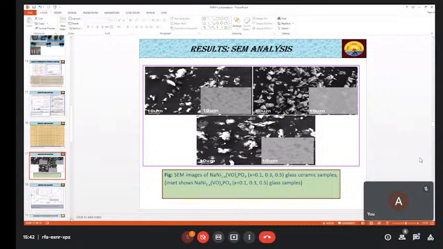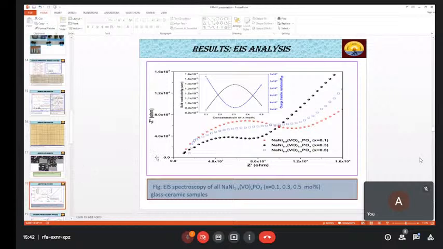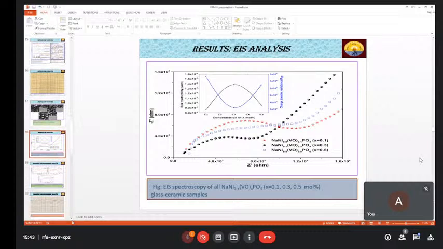The next one is the Nyquist graphs. In the Nyquist plot, the real impedance value is taken along the x-axis and the imaginary value is taken along the y-axis. The sample having the smallest semicircle has the lowest resistivity, which is the reciprocal of the conductivity. So that's why the 0.3 sample has the highest conductivity in my samples. And the bulk conductivity is also calculated from these samples.